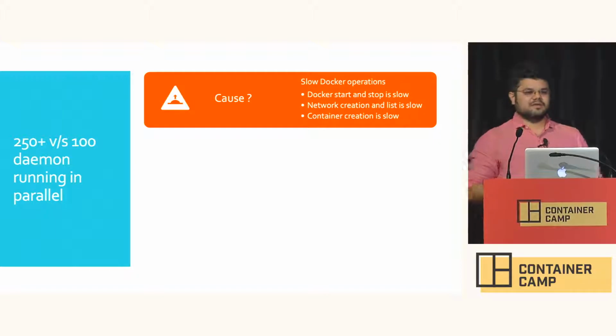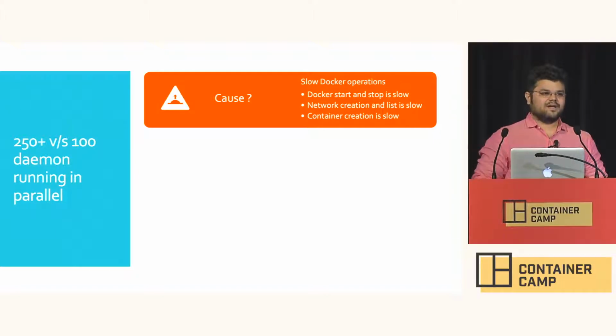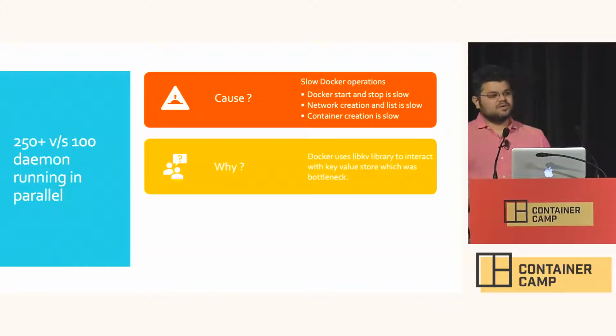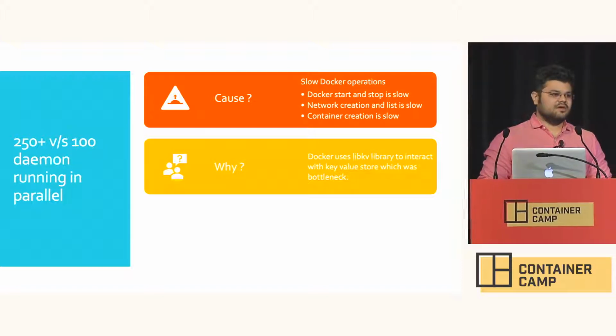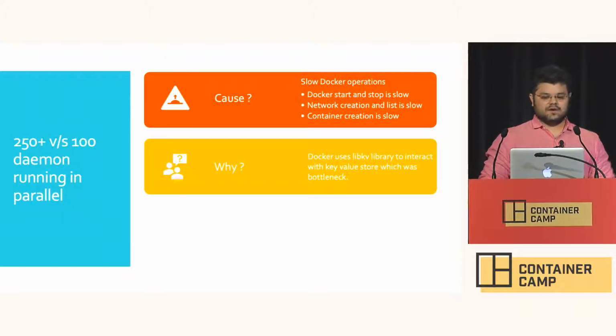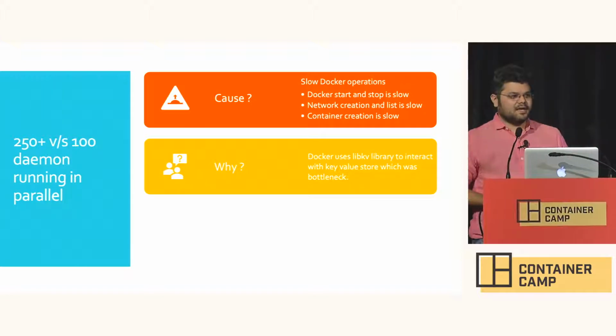So we tried to find which component was getting bottlenecked and why listing and all those things were pretty slow. A container which should come up in seconds was now taking minutes. We found out that Docker uses the libkv library to interact with the key value store, and that was getting bottlenecked.